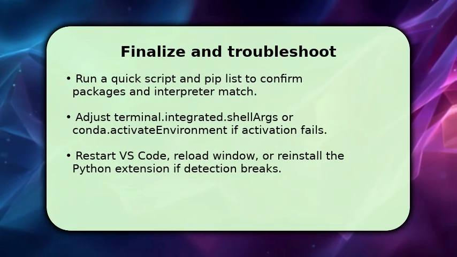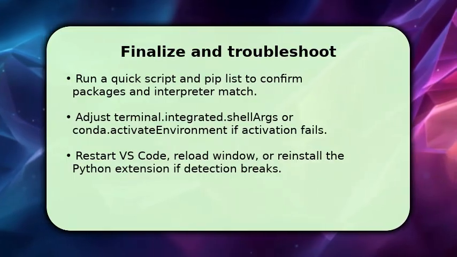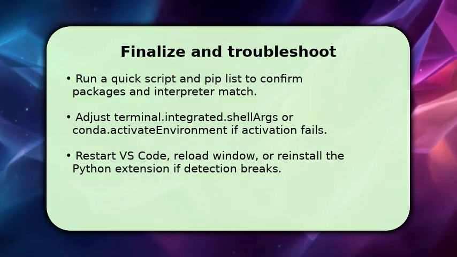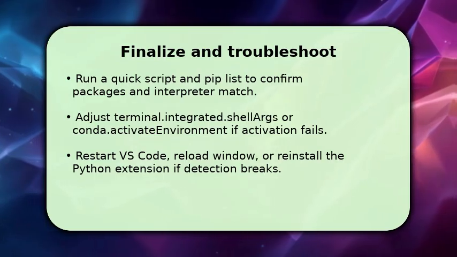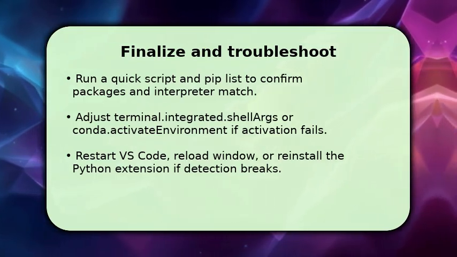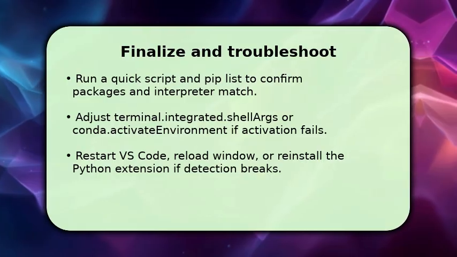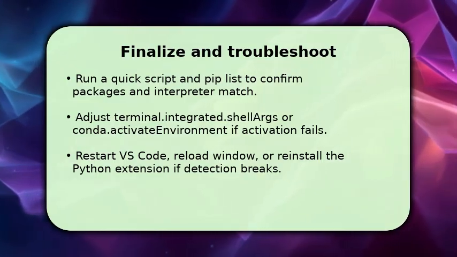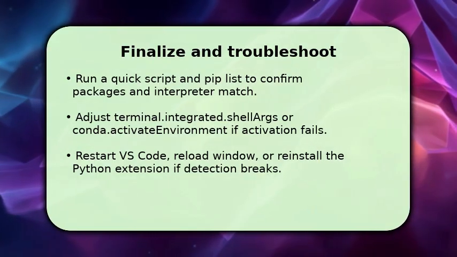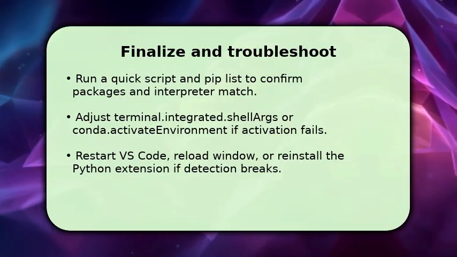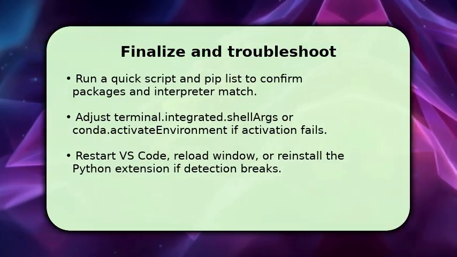You're nearly done. Run a simple script and pip list to confirm the interpreter and packages match your expectations. If extensions, linting, or terminal activation fail, restart VS Code and reload the window. Make sure the terminal starts with the environment activated. Adjust terminal.integrated.shellArgs or enable conda activate in settings.